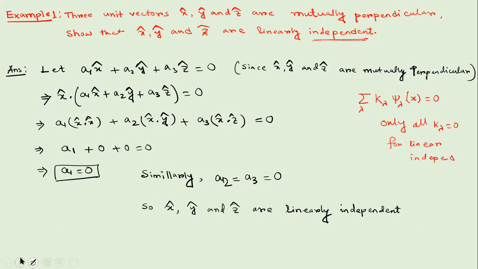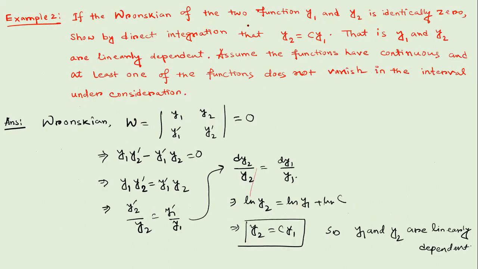Go to another example. If the Wronskian of two functions y1 and y2 is identically 0, then by direct integration, y2 equals c y1. You are given that the Wronskian is 0, and we need to prove that y2 equals c y1. That is, y1 and y2 are two solutions, and since there are two solutions, we need up to the first order derivative, right? So we take y1 prime and y2 prime, and this equals 0, identically 0.